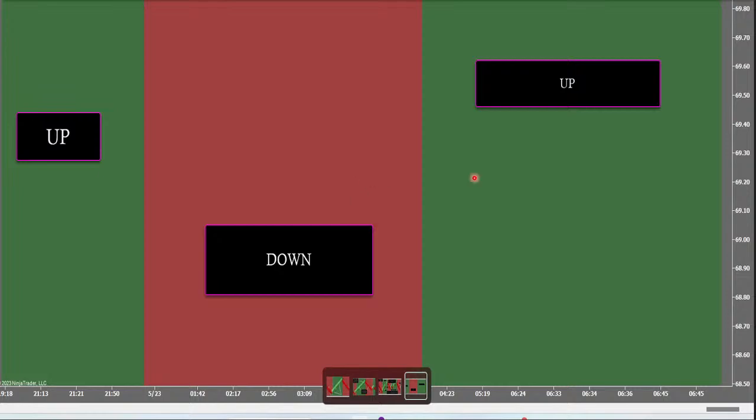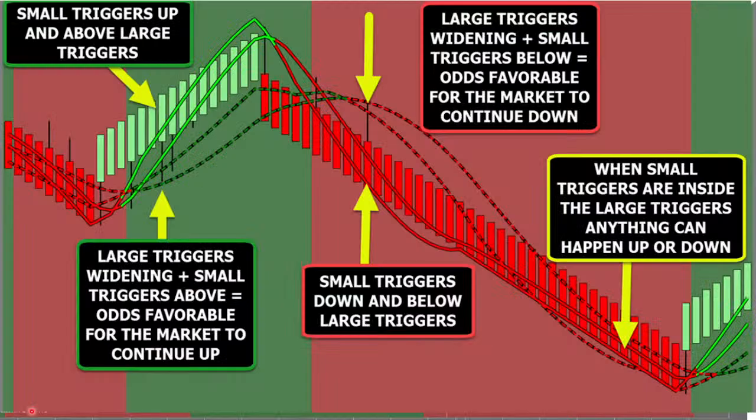And the only way that I can have strong triggers, the only way it's even possible, is if my small triggers, the solid lines, and the large triggers, the dashed lines, are the same color as the background. If they're not, if the large are green and the small are red, I don't have strong triggers. The only way it happens is if the small and the large are green, if they're wide and angled in the direction of the trend, and then it's the separation between the two that lets me know that the odds are favorable for the market to continue in the direction of the trend.